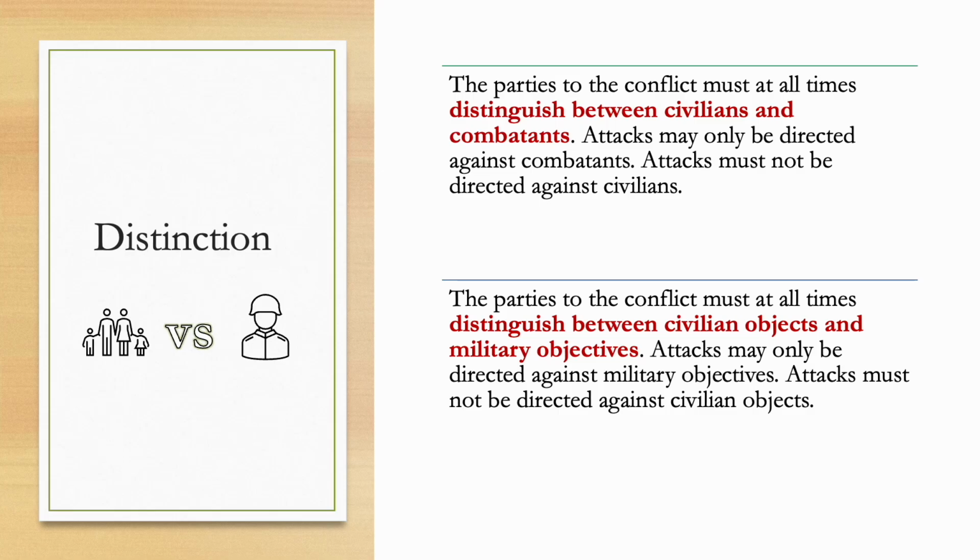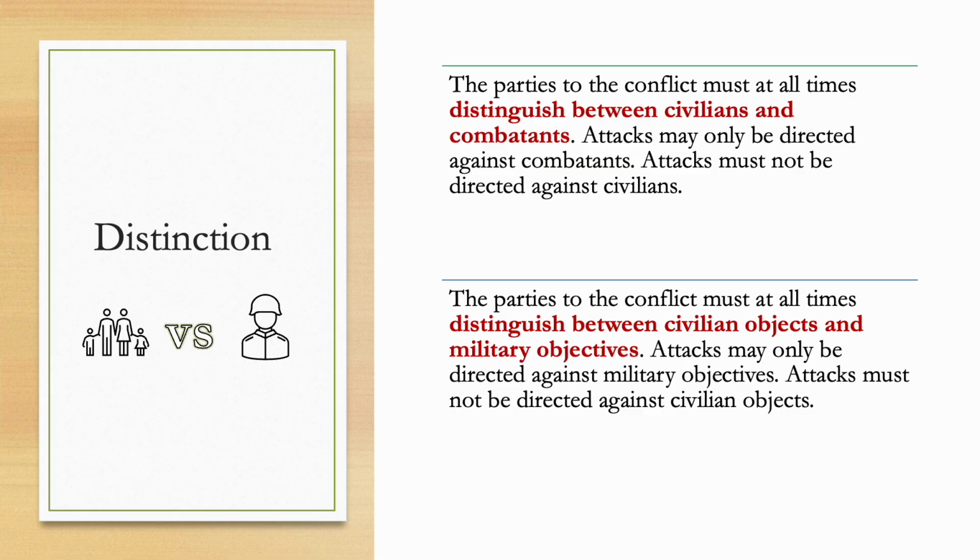The principle of distinction requires parties to a conflict to distinguish at all times between combatants and civilians, and between military objectives and civilian objects. Attacks may only be directed at combatants and military targets, never at civilians or protected facilities. In urban warfare, this principle is especially difficult, but also critical.